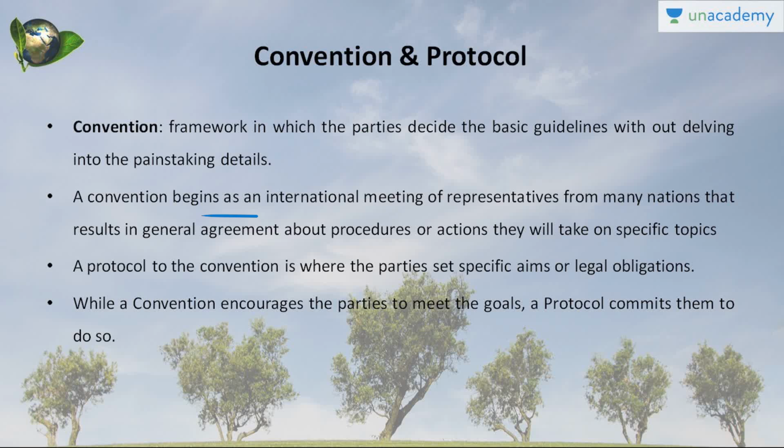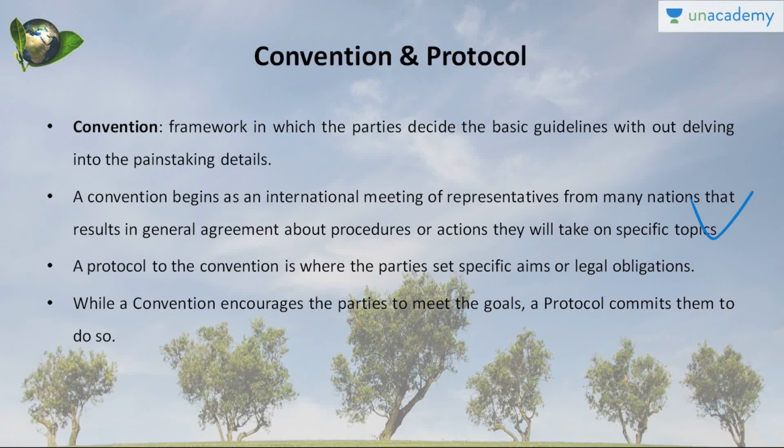So a convention begins as an international meeting. People meet, they share concerns, and then they arrive at: okay, we will do this. Representatives from many nations meet, and that results in general agreement about procedures or actions they will take on specific topics. Is it clear? While a protocol is where specifics are decided.